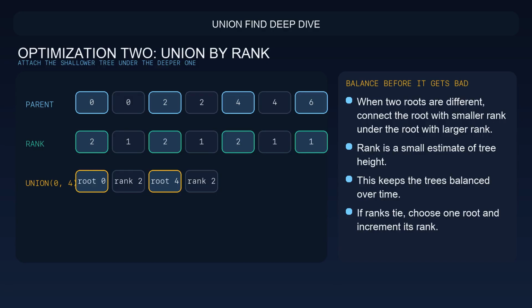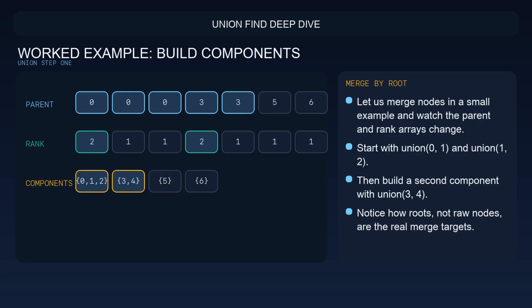Union by rank tries to prevent bad trees from forming in the first place. If one root already represents a deeper tree, we keep it on top and attach the shallower root under it. If both ranks tie, we choose one root and increment its rank by 1. After union 0, 1 and union 1, 2, the first component has root 0. After union 3, 4, the second component has root 3. The data structure does not care about the order inside a set. It only cares which root represents that set.